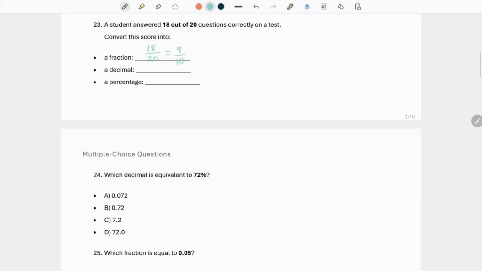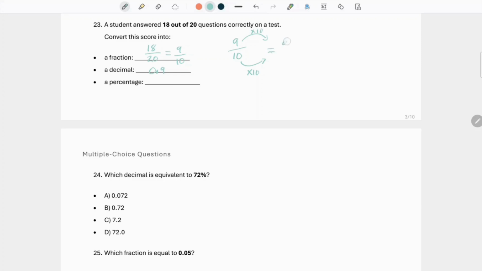And now that we've got 9/10, we could write the decimal as 0.9. We're just writing the 9 in the 10th column. 0.9. Because if you look at the place value table, the 10th column is after the decimal point. And as a percentage, well, let's just say that 9/10, we can convert the denominator to be out of 100 by multiplying by 10.